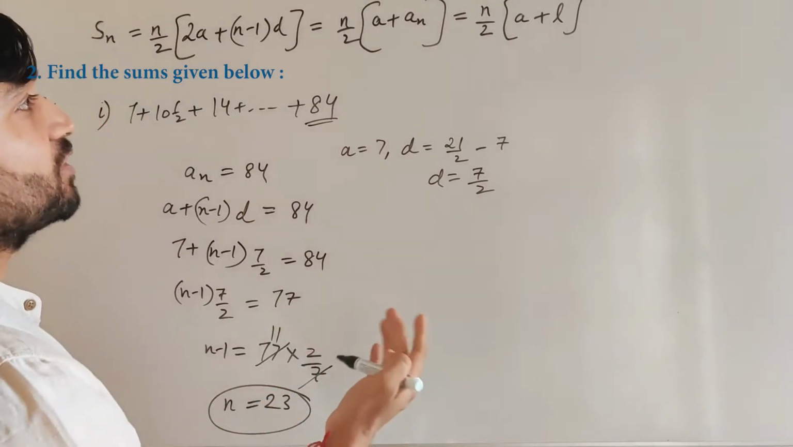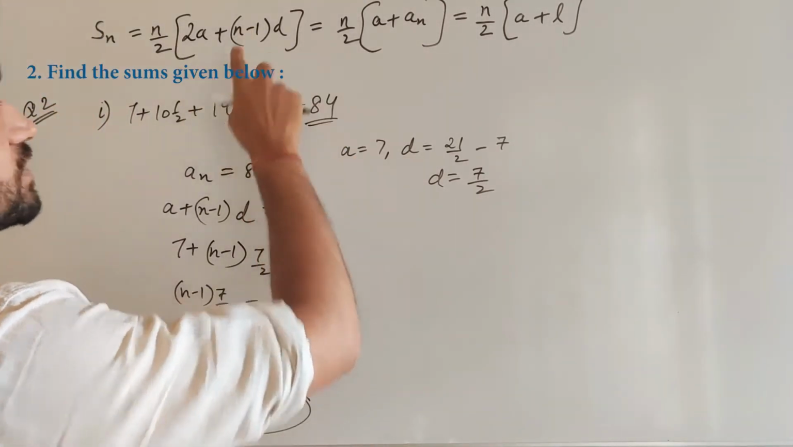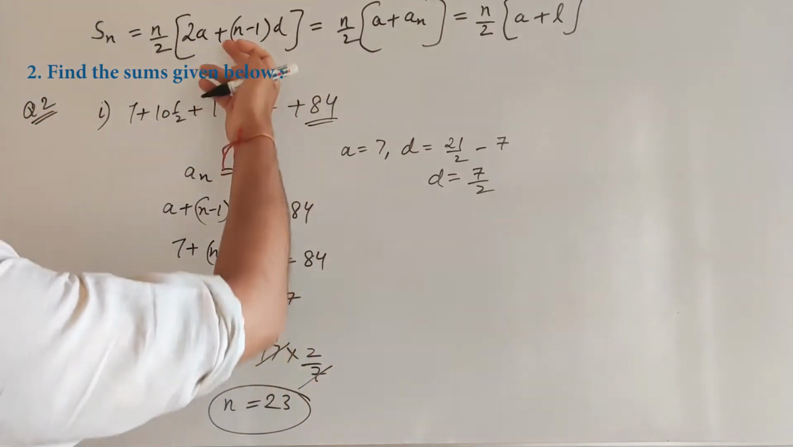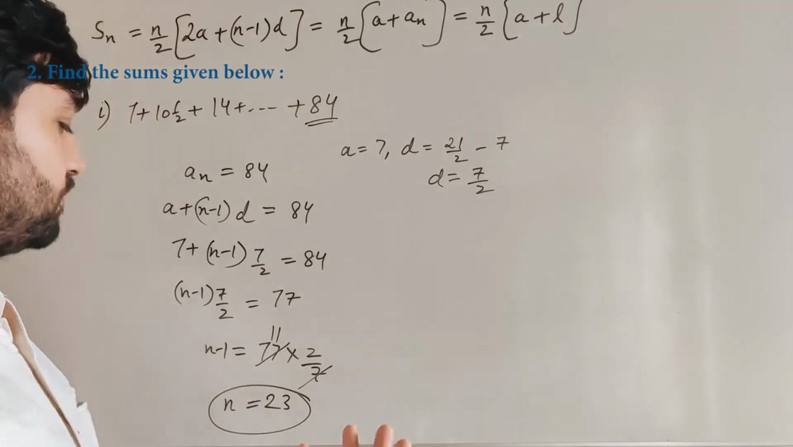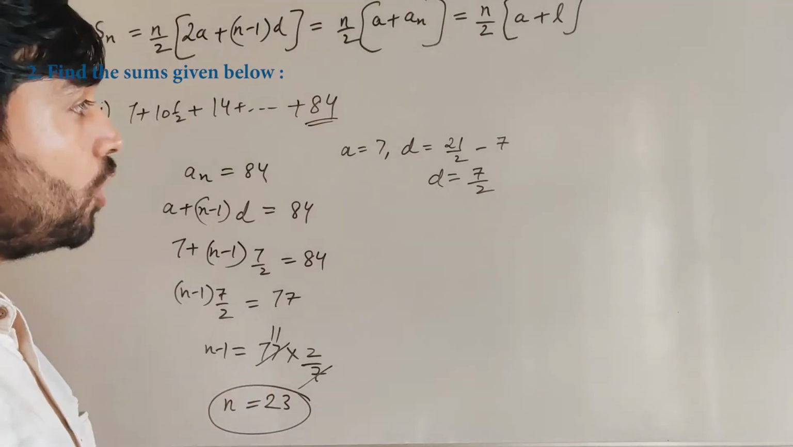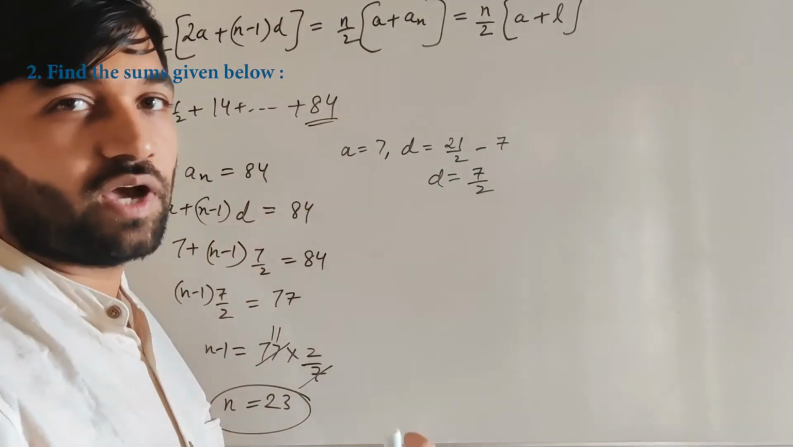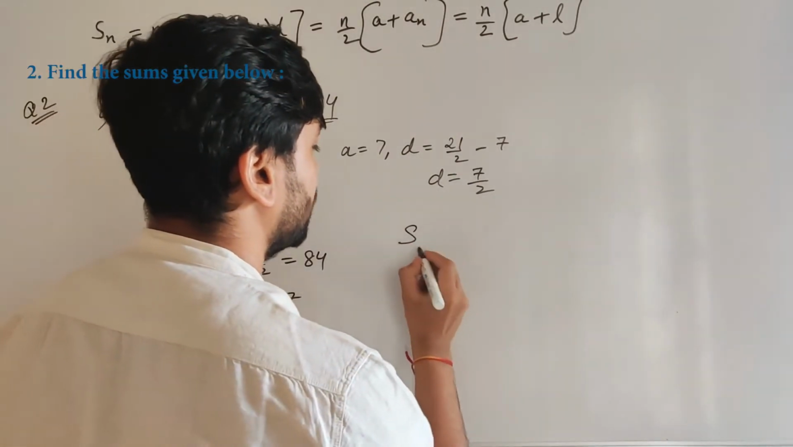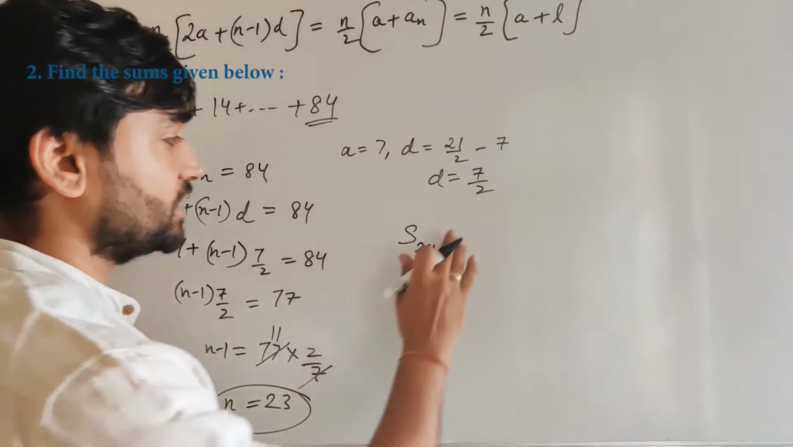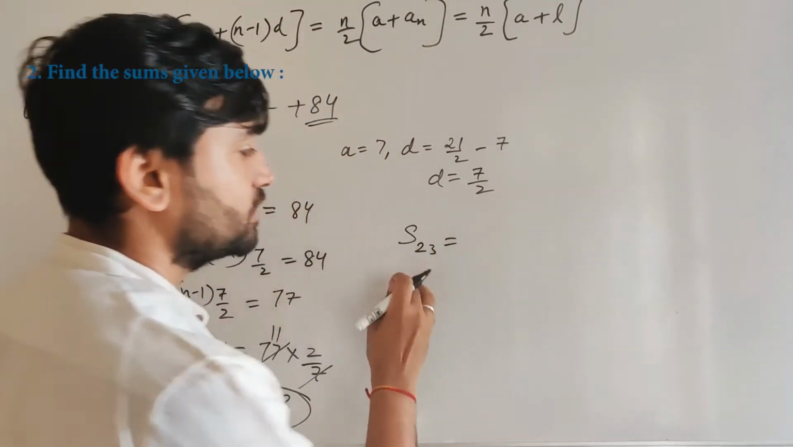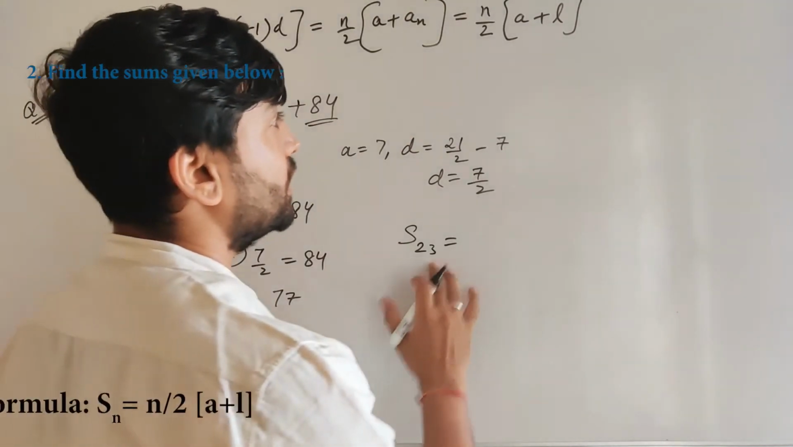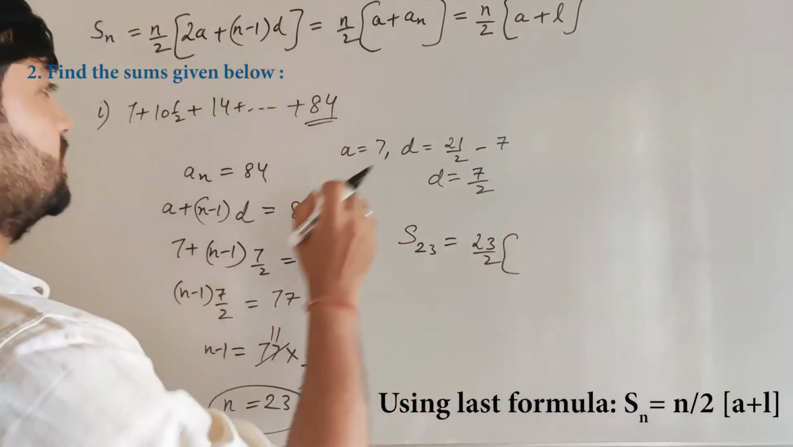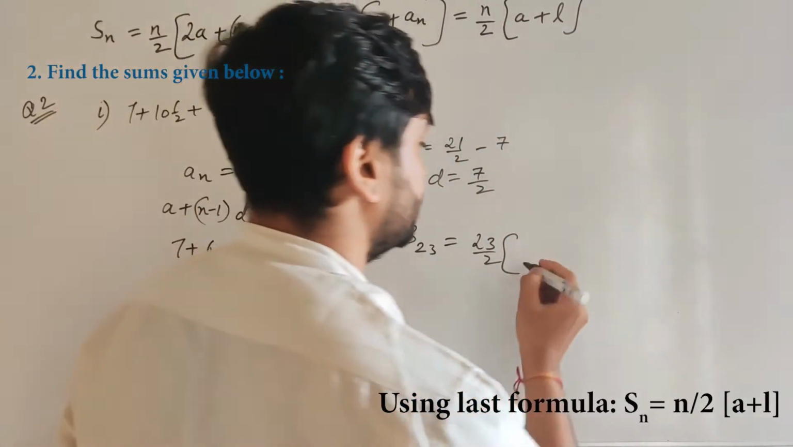So once you know the number of terms, either you can use the first formula because we know n, a and d, we know all the three values. So you can use the first formula to find sum of 23 terms, or you can also use the last formula, which I think is more simplified form. So S23, the sum of the 23 terms is equal to, I'll use this formula, which is 23 by 2 into a plus l. So a is 7, l the last term is 84.